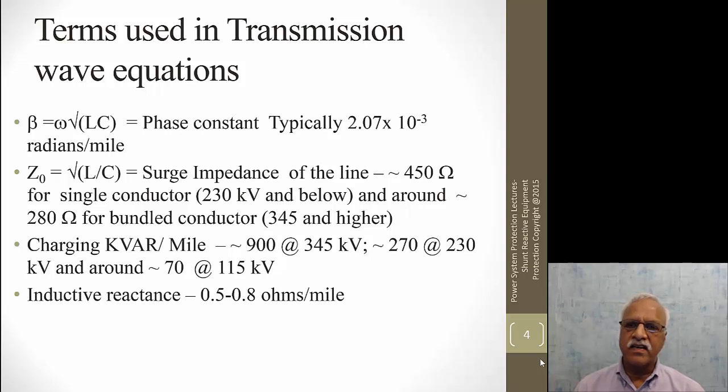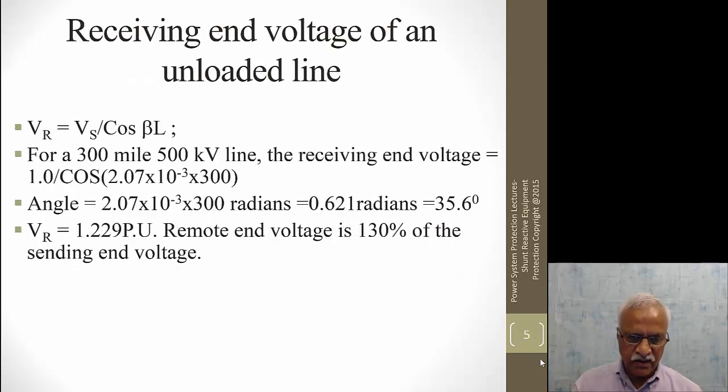And charging kVAR is another thing which comes from the capacitance. It is around 1.1 megawatt per mile, or a little higher or lower than that, for a 500 kV system, and just less than a megawatt per mile on a 345, and it goes down as the voltage reduces. And the inductive reactance, you can say it is in the range of 0.5 to 0.8 ohms per mile, where 0.8, the higher end, is for single conductor transmission lines, and on bundle conductors the effective inductance goes down to around 0.5 to 0.55, depending on the number of conductors used. So this is just to give you an idea of typical values.